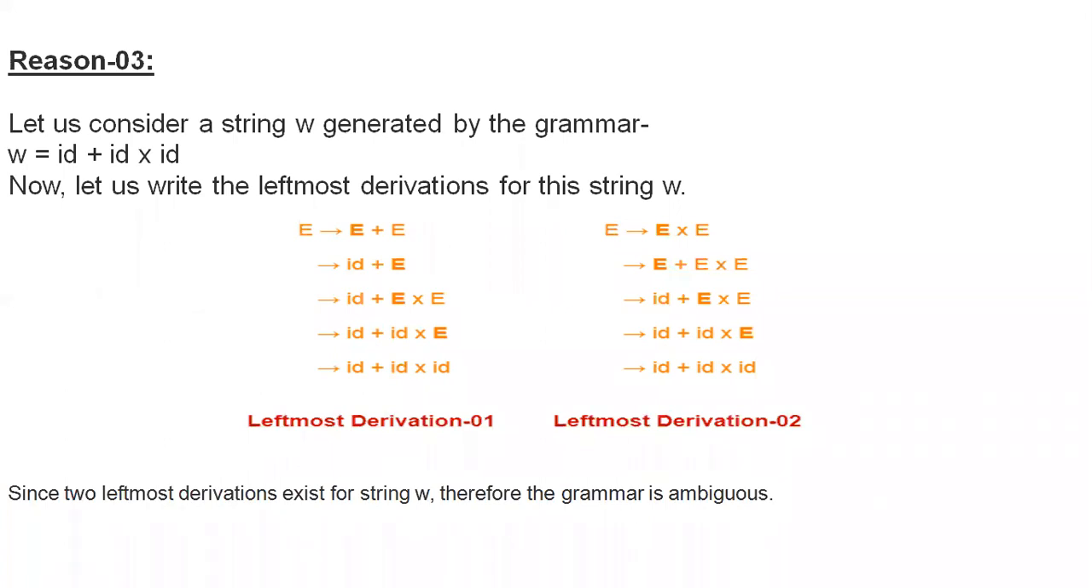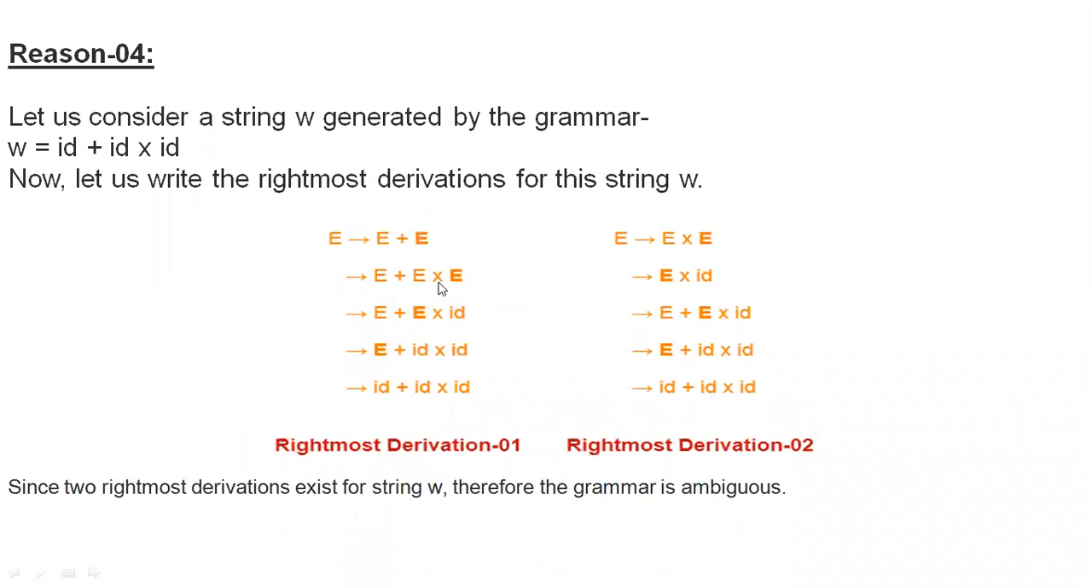This is a leftmost derivation. For the same input string id plus id into id, we are proving it with more than one parse tree. By representing more than one parse tree, we are proving that it is an ambiguous grammar. And reason number 4, rightmost derivations. If there is more than one leftmost or more than one rightmost derivation, then that type of grammar can be called an ambiguous grammar. Right? For the same input string, we represent a rightmost derivation here. We derived id plus id into id in two derivations. Both come under the rightmost derivations.